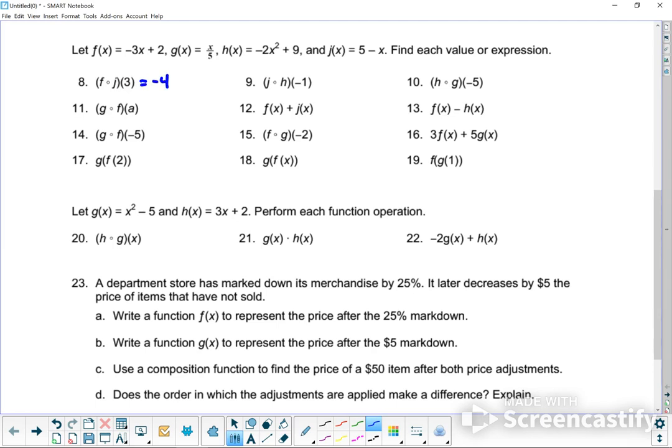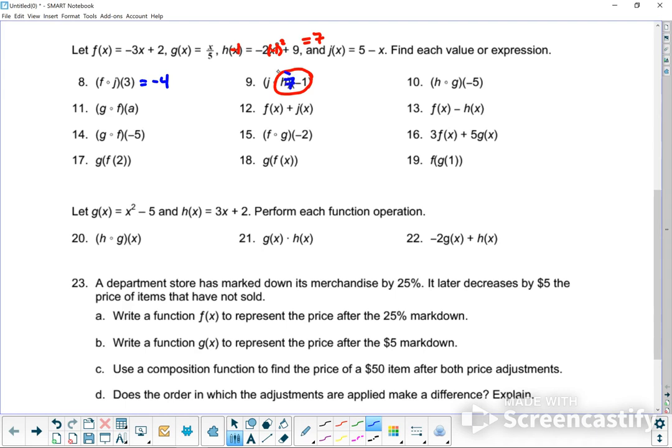Okay. This next one is another composition: h with negative 1 in there. So I'm going to put negative 1 in h. So negative 1 squared is 1. 1 times negative 2 is negative 2. Negative 2 plus 9 is going to be 7. So h of negative 1 is 7.